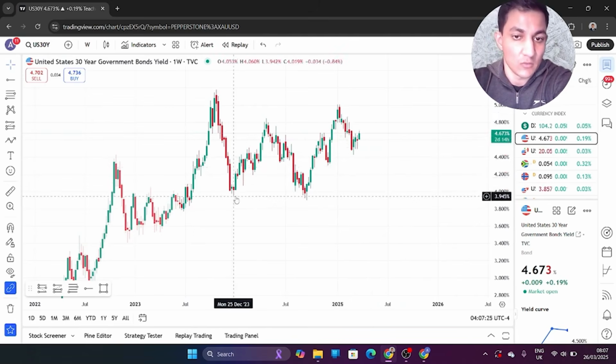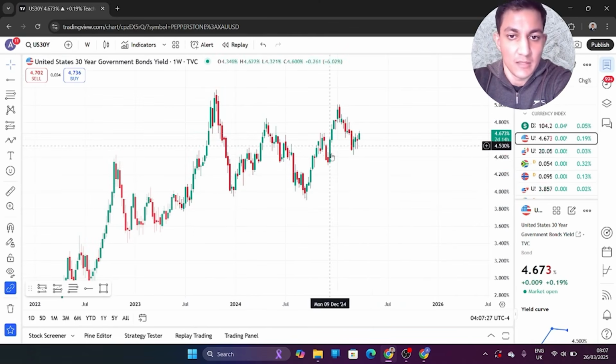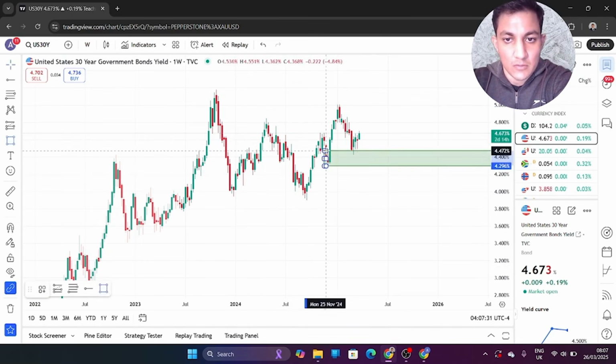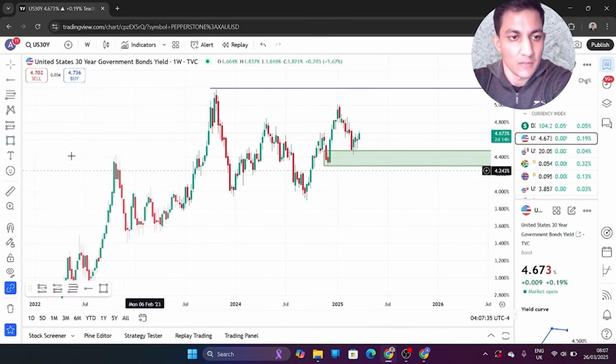Here's your liquidity. Here's your liquidity sweep there. Here's your respect of the order block. Let's mark this out. Here's respect of your order block there. Here's your liquidity pool up here. Right? Well, that's pretty obvious, right?